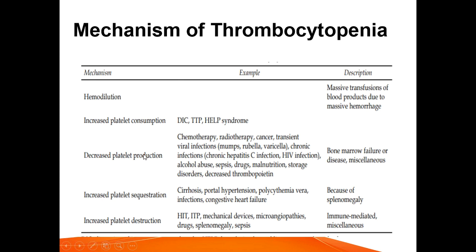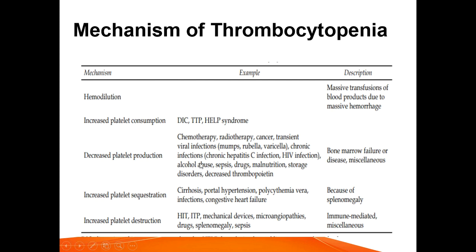So decreased platelet production: many of our patients are on chemotherapy, radiotherapy, have cancer, various viral infections, drugs, storage disorders (not so common), malnutrition. Or it can be due to increased platelet destruction, which happens in patients with HIT, ITP, mechanical devices. During the COVID era, we saw so many ECMO patients who were being given ECMO therapy for treatment of ARDS. So these mechanical devices, and CRRT, another modality so commonly used in the ICU, make the patient more prone to thrombocytopenia through platelet destruction.